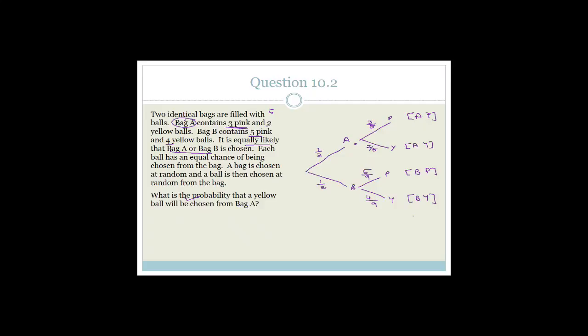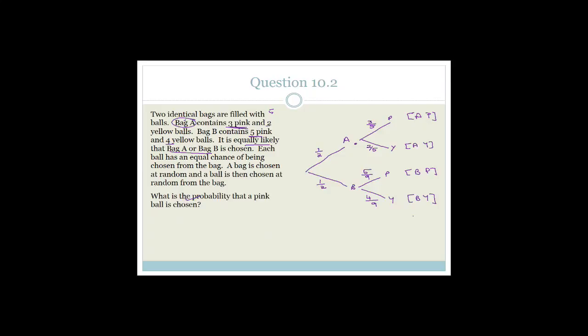It says, what is the probability that a yellow ball will be chosen from bag A? So we need to look at the probability of choosing a yellow ball from bag A, and it's just 2 out of 5. That's all it is. We're already in bag A, and we now want to know the probability of choosing the yellow one. It's 2 out of 5, right?